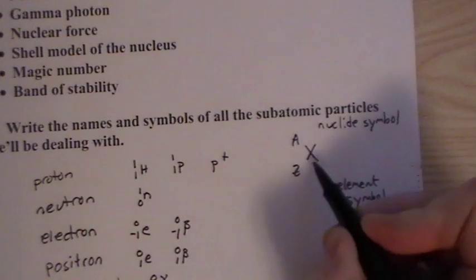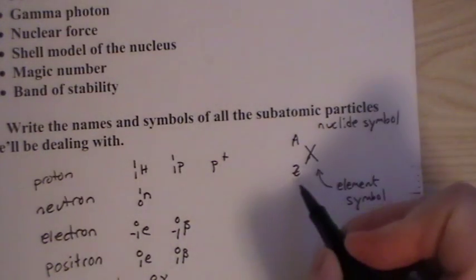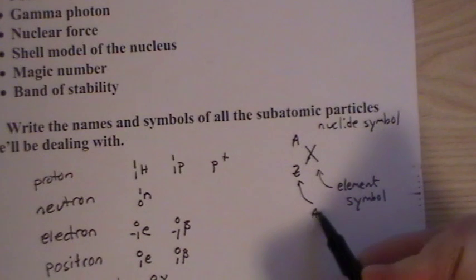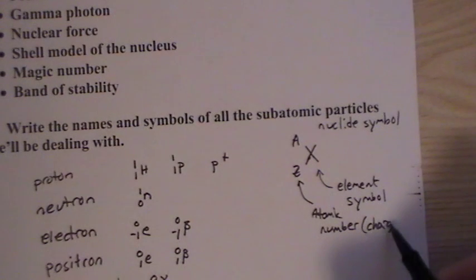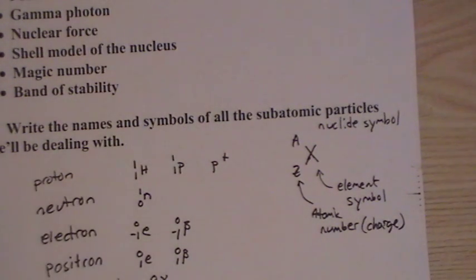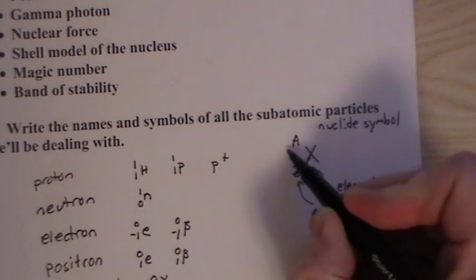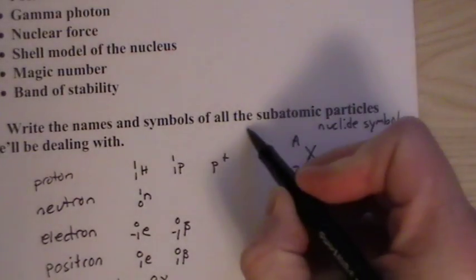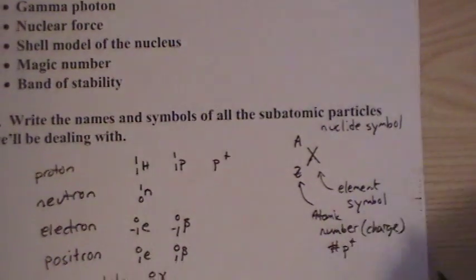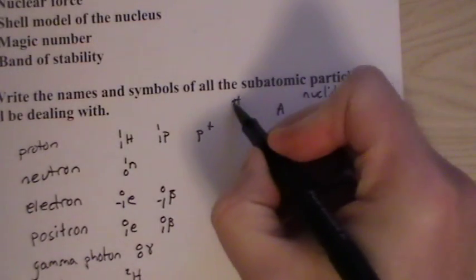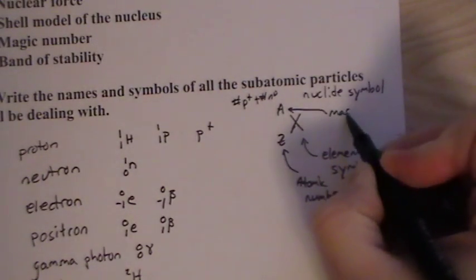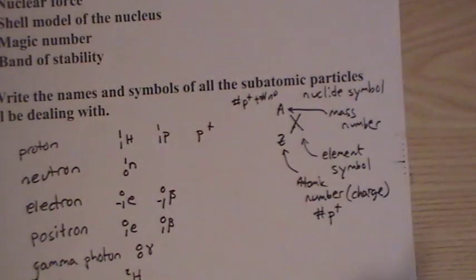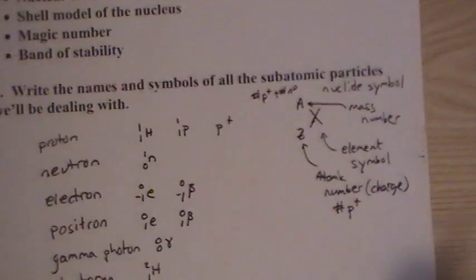But we have X, which represents the element symbol, and then we have the atomic number that we'll also think of as the charge. The atomic number is the number of protons, and so that is the amount of charge for the nucleus as well. And then A is the number of protons and the number of neutrons, and that's the mass number. Kind of running out of room here. So you should know that. That's what we're showing here, these nuclide symbols.